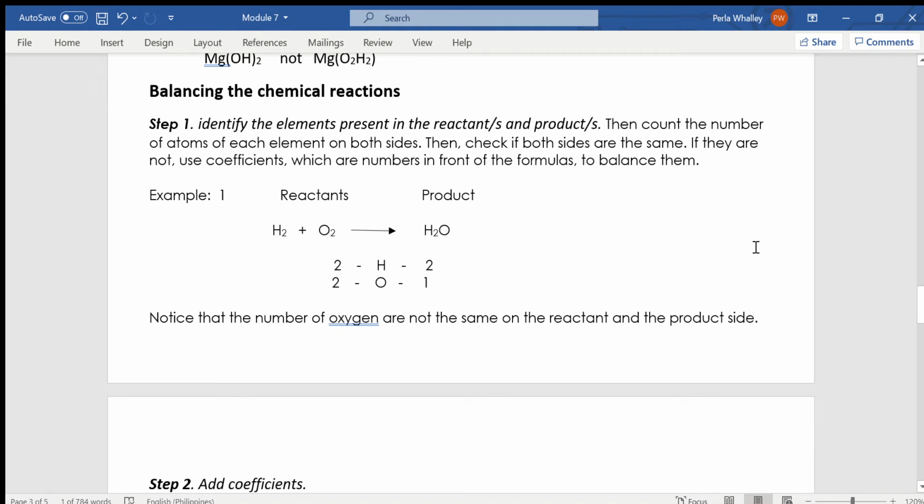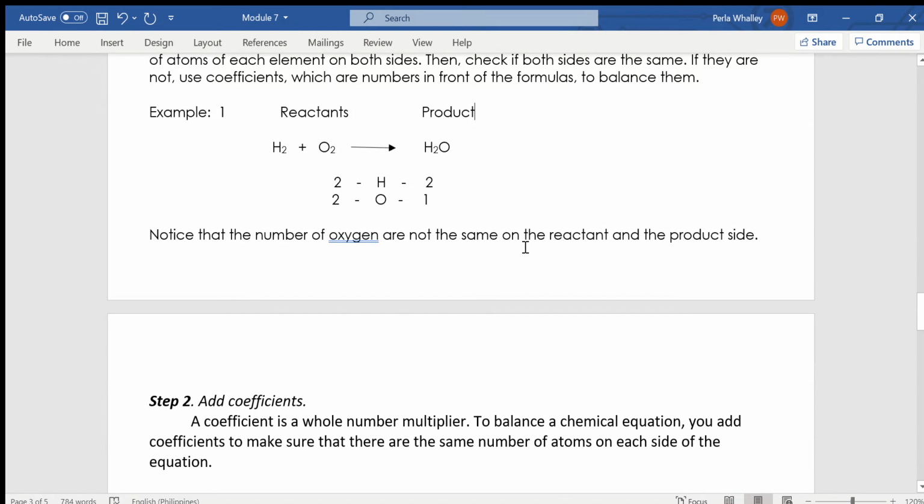Example 1. So we have the reactants and the products, or the product. Now, we have hydrogen gas H2 plus O2, oxygen gas, will form water. So what are the elements present? So we have H and O. We write it here in the middle. H and O on the product side.